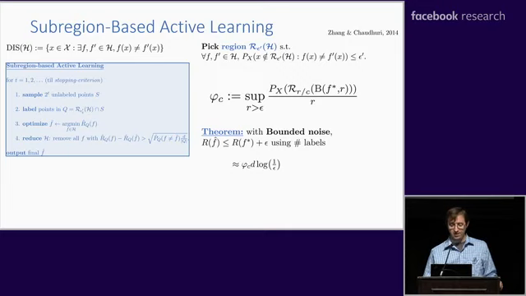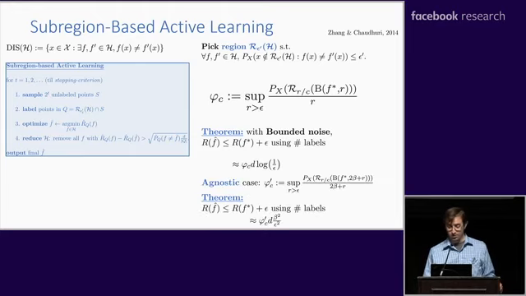Here we'll get basically the same kind of guarantee that we got for disagreement-based active learning, except we replace the disagreement coefficient with this new quantity, this phi. And that's for bounded noise. There's also a version for agnostic learning. The quantity is defined a little bit differently, where beta, the error rate of the best classifier, shows up inside of the radius and in the denominator. But otherwise, it's defined essentially the same way.